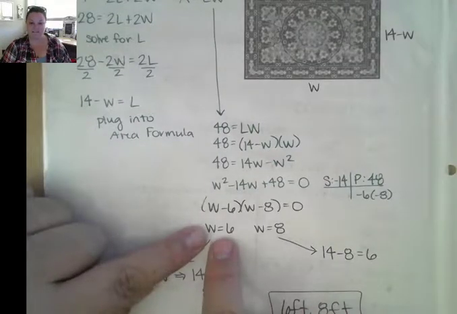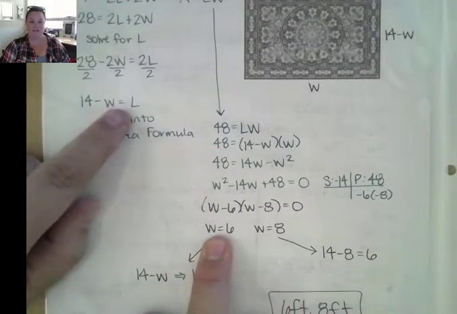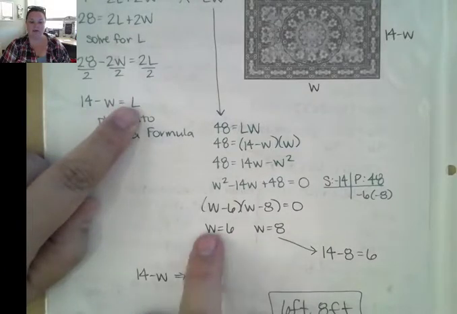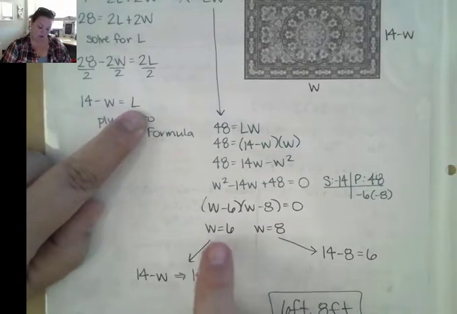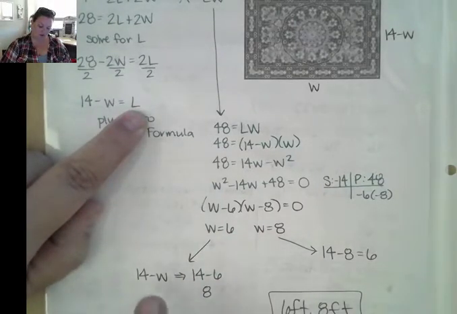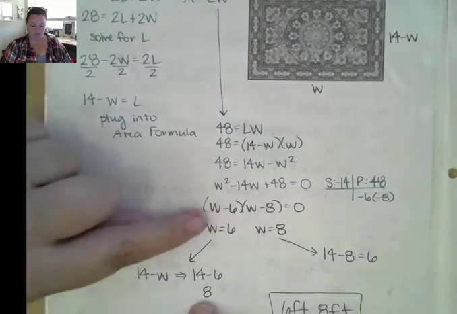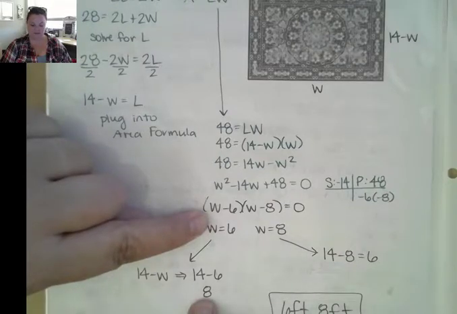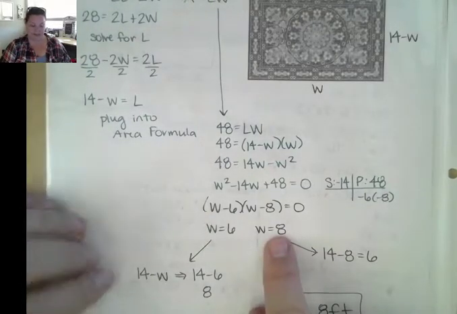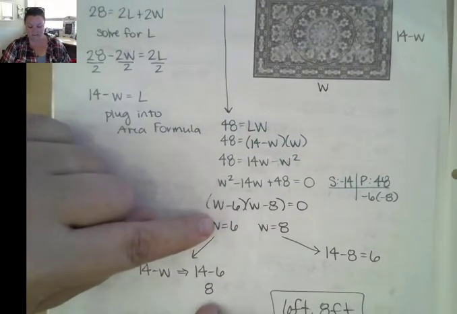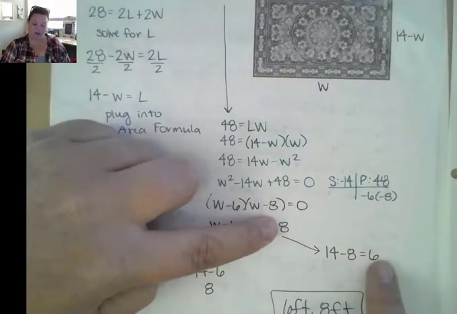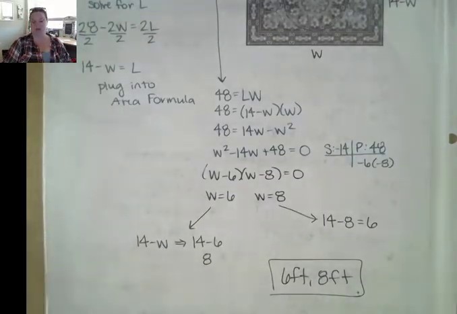If our width happens to be 6, remember we can find our length by just plugging it back in here. So whatever we get for our width, we just do 14 minus that value to figure out our length. So when our width is 6, our length is 14 minus 6, which gives us 8. And when I plug 8 in, 14 minus 8 is 6. So it doesn't matter if we label our width as 6 and our length is 8, or our width is 8 and our length is 6. Either way, the dimensions of this rug are going to be a 6-foot by 8-foot rug.